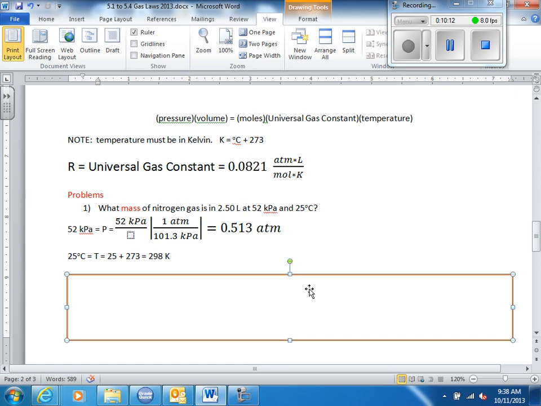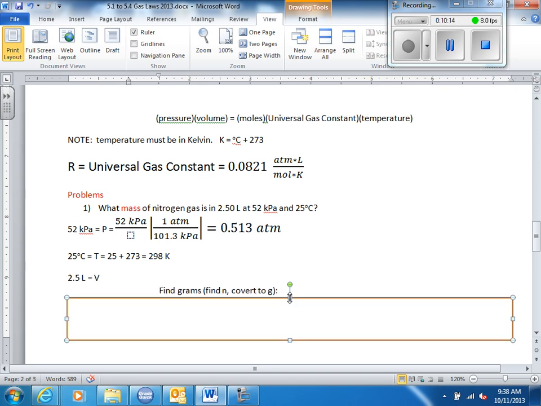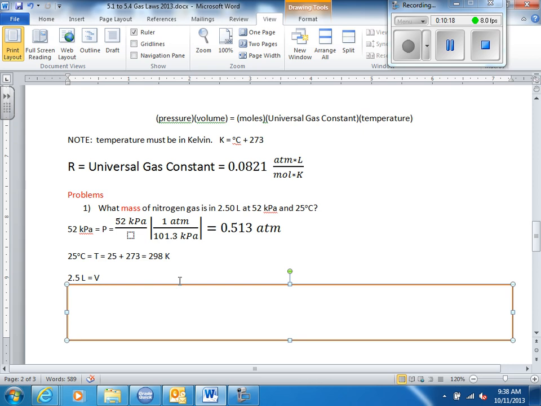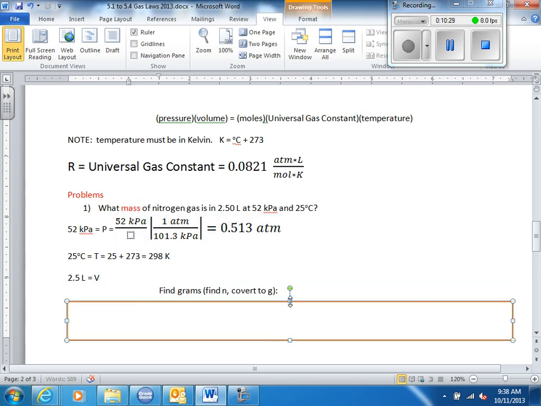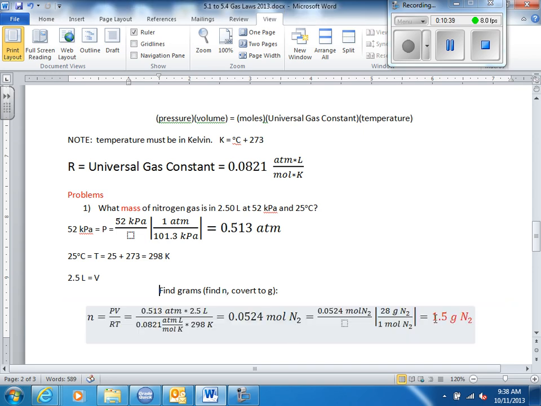And then we have this last unit right here, our volume, 2.5 liters. So we've got a pressure, a temperature, and a volume. And we're looking for mass. We want to find mass. So you should recognize with the ideal gas law, we can find N from the ideal gas law. And then we can always convert moles to grams. That's easy. You should know that by now using molar mass.